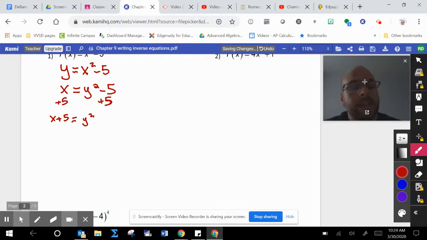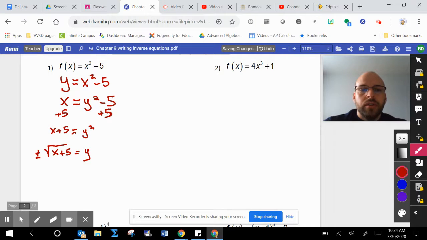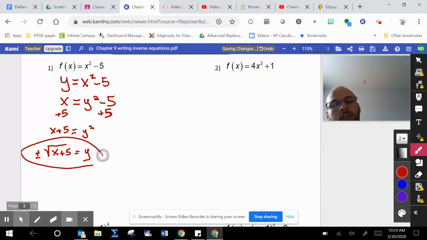And the last step to isolate the y is I just need to take the square root of both sides. The inverse of the exponent 2 is just a square root or radical with the index of 2. The only thing you have to watch out for here is that I want to put a plus or minus. Anytime you have an even root, square root, fourth root, sixth root, we're going to put a plus or minus on the outside of that radical. There is no need for a plus or minus on any odd roots. Okay. So this will be your answer for number one.